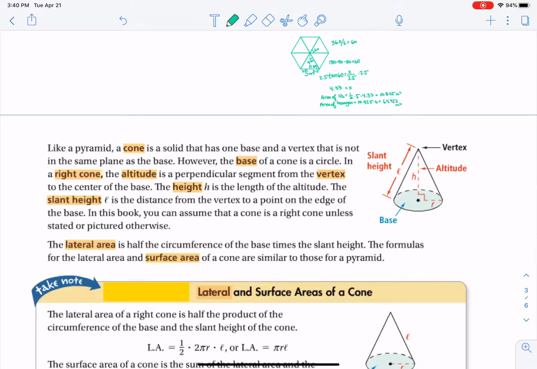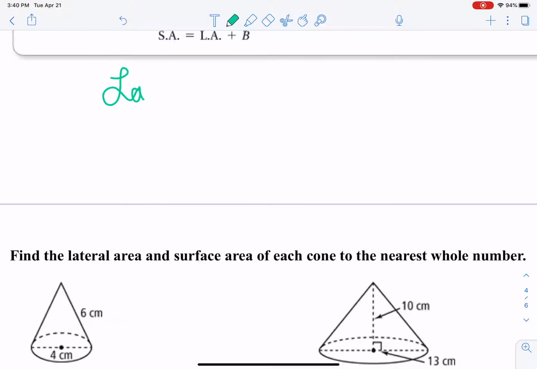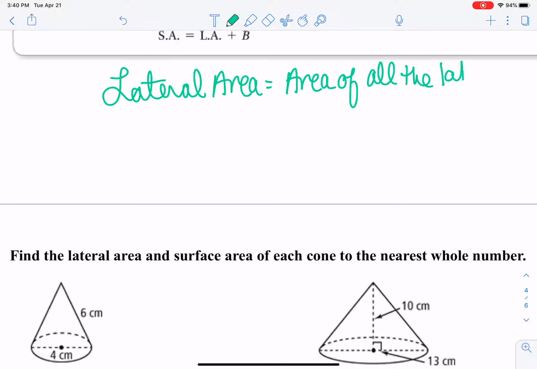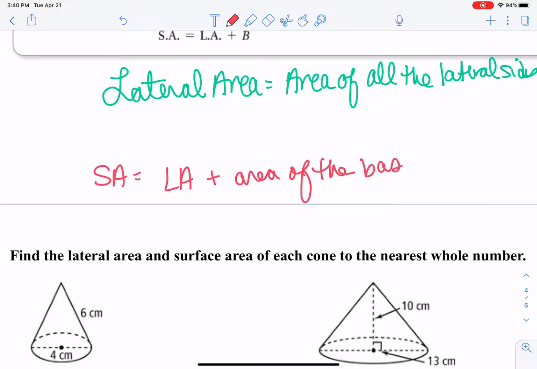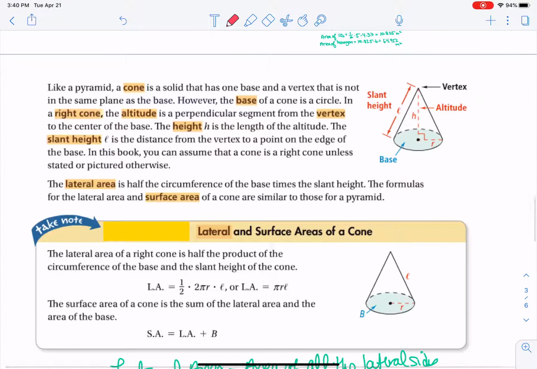So let's move on to cones. Same exact thing. The lateral area is the area of all the lateral sides. And the surface area is the lateral area plus the area of the base. The hard thing with a cone is it's really just kind of one lateral side that's curved.